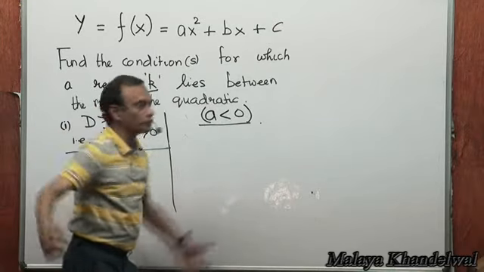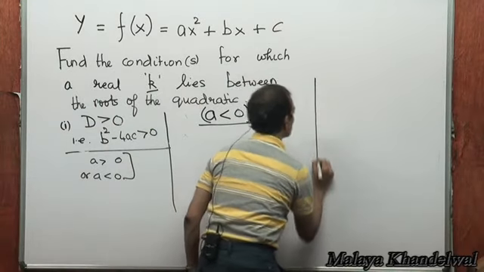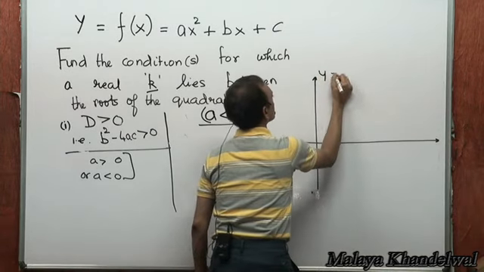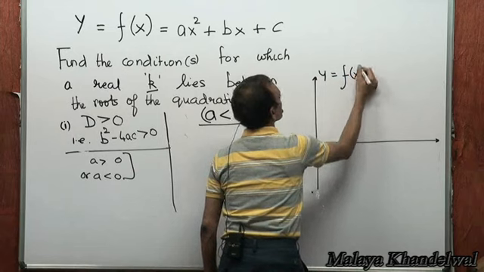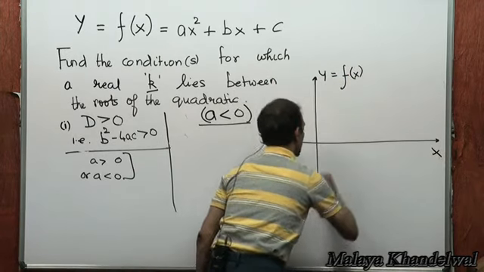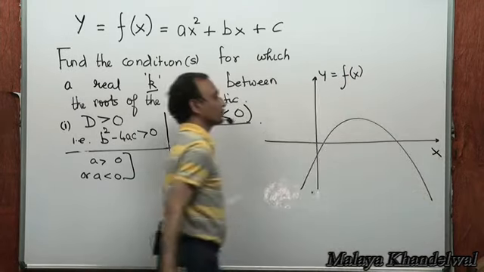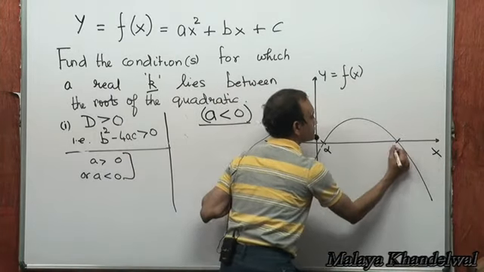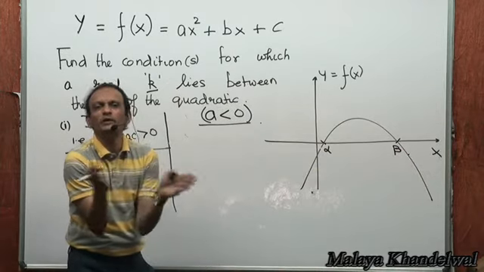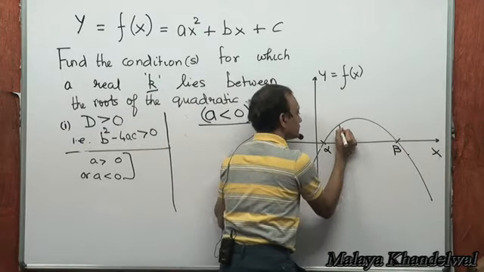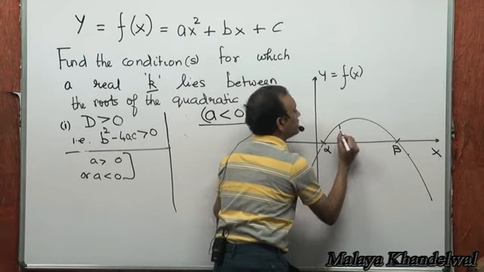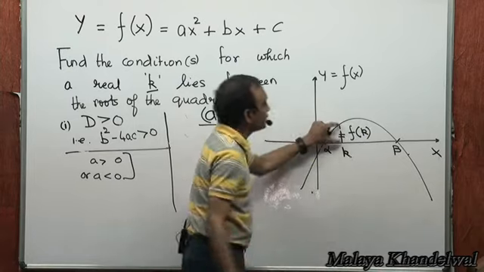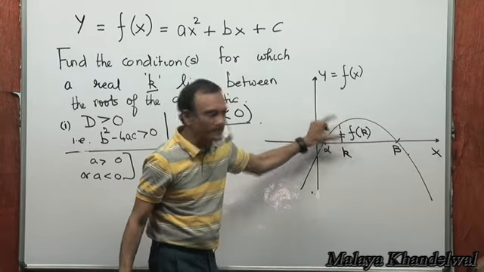Similarly, for a less than 0, it's going to be a downward opening parabola, alpha, beta, and we want k to float between alpha and beta. K can float anywhere between alpha and beta, and this length is f of k. Value of the quadratic at x equal to k, that would be the value of y at x equal to k, would be this length.